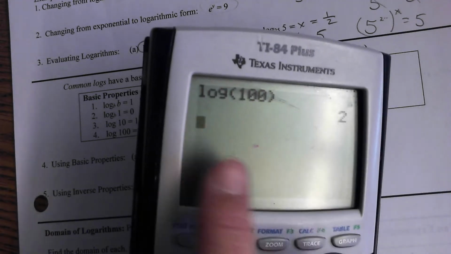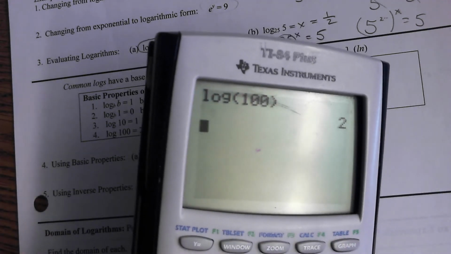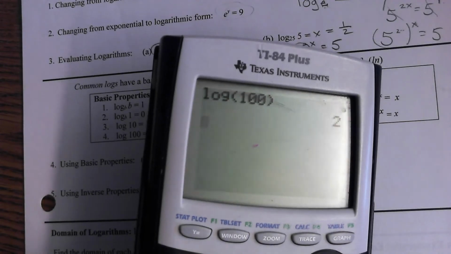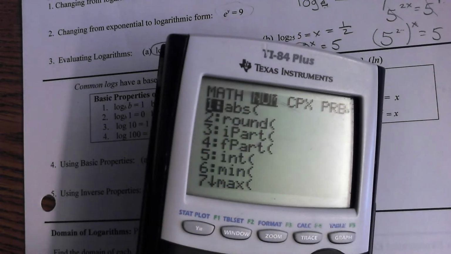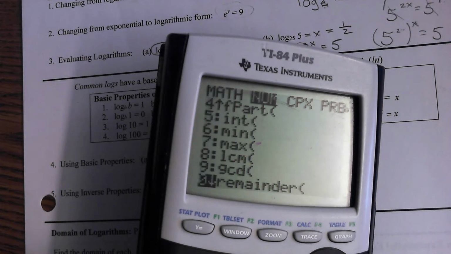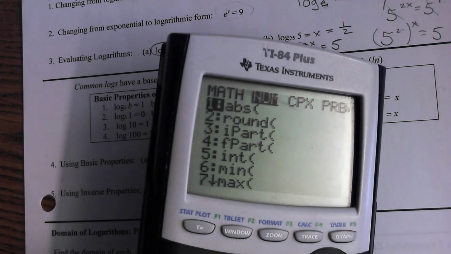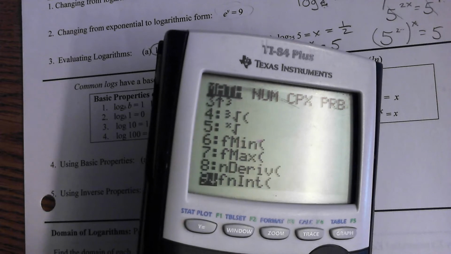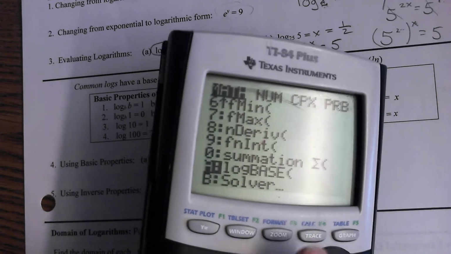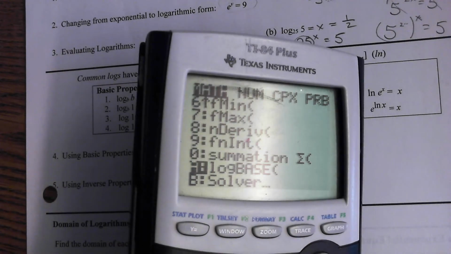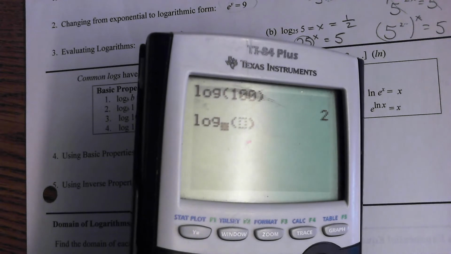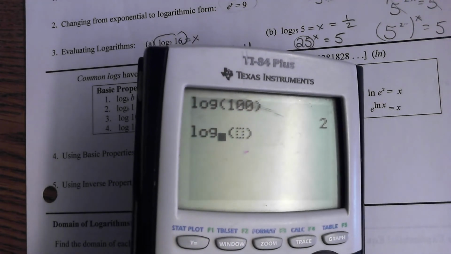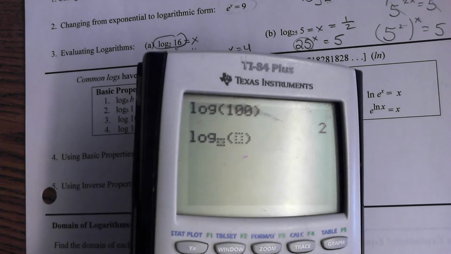Do you remember how to find the log with the base on your calculator? I think it's math, number, no. It's just math, and then it's right on that screen. You just have to scroll down. Don't go over to number. Yeah, log base. And if you type in that log base, it'll come up with the little empty boxes that you have to fill in for the base of the log and for whatever you're taking the log of.